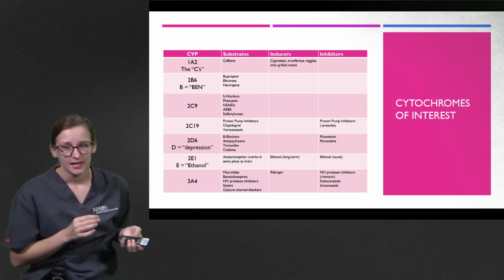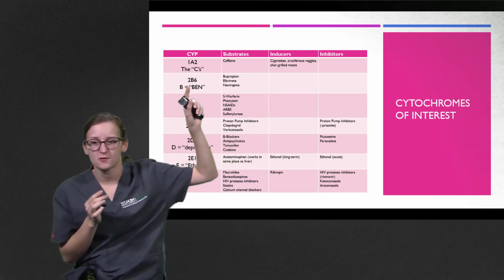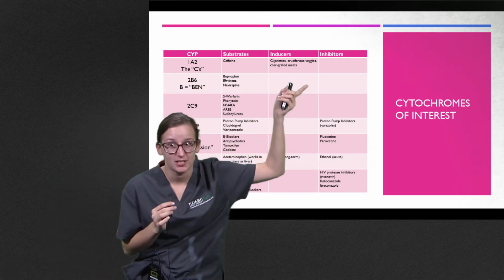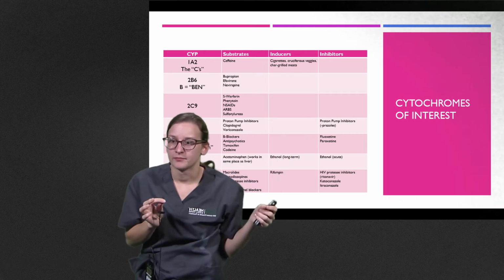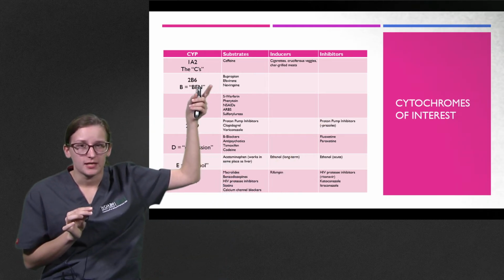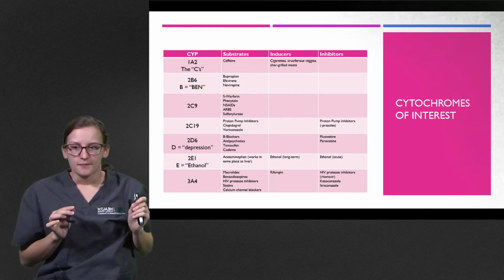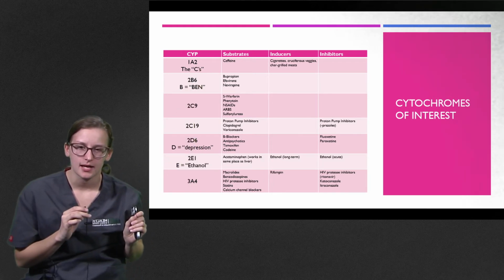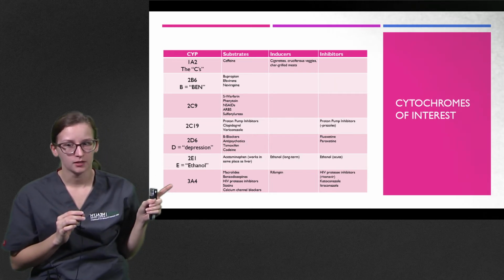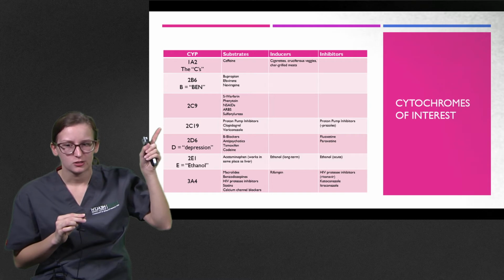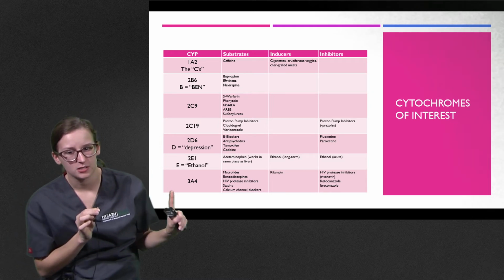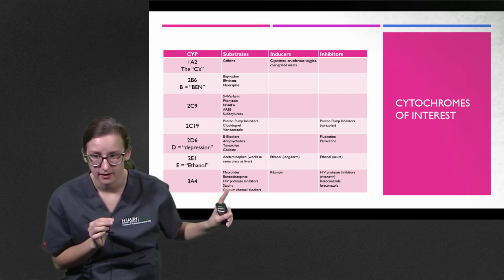And I've got little mnemonics here, so 1A2, for instance, it works with all the C's. C for caffeine, cigarettes, cruciferous veggies, char-grilled meats, they all start with C. B for Ben, because you've got bupropion, efavirenz, nevirapine, so BEN. But I think the ones that you want to pay most attention to are going to be 3A4 and possibly 2C19. I want to say you'll definitely have to deal with 3A4 because you're working with statins. There they are.